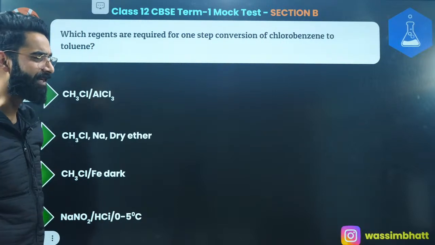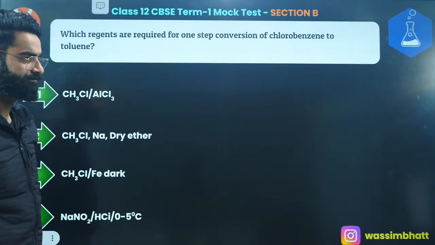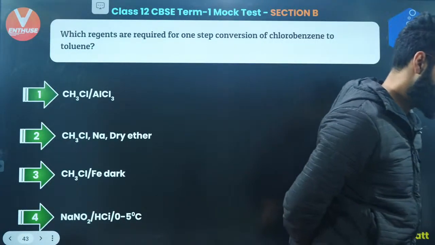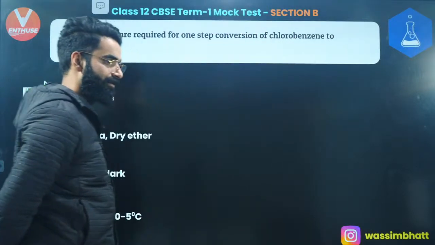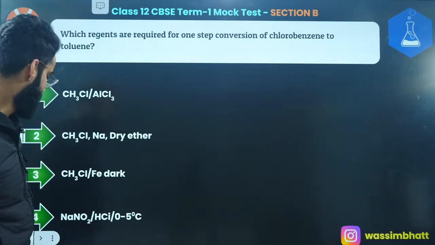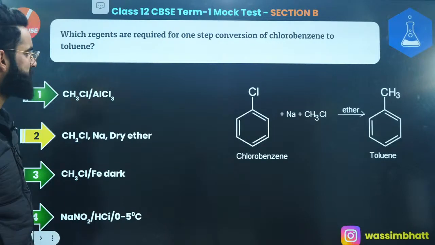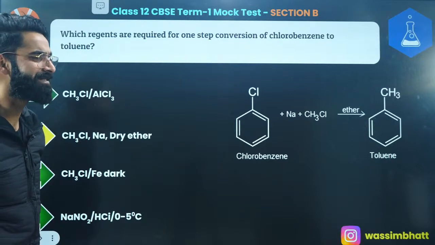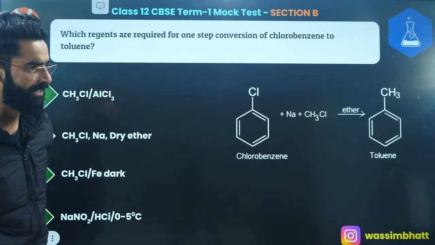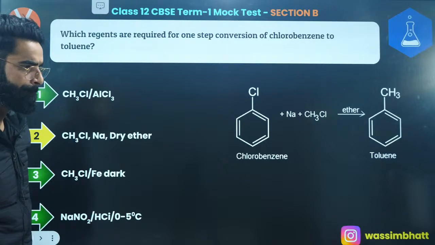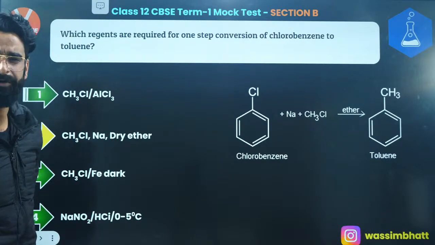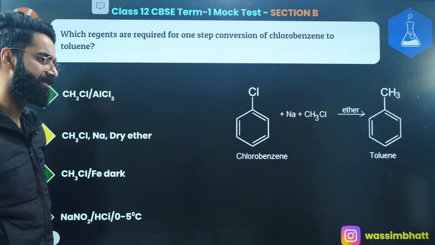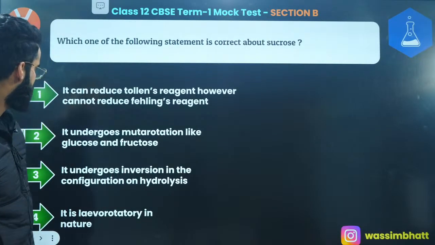Have you heard about Wurtz-Fittig reaction? Absolutely, guys. It's going to be option B, CH3Cl, Na, in presence of ether. It is going to be the single step conversion of chlorobenzene to toluene, right? Wurtz-Fittig reaction, we call it. The reaction is directly given in NCERT. That's why I keep on telling, remember the NCERT reactions. Mug up the NCERT reactions, right?